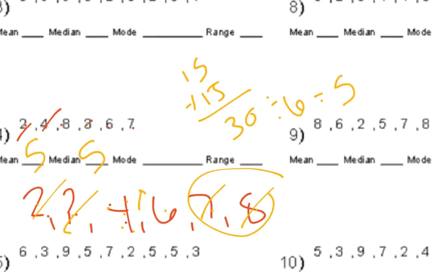Hey diddle diddle, the median's the middle. You add and divide for the mean. The mode is the one you see the most. I see none of them, so I'm going to put no mode. You don't put 0 because 0 is a number, and you don't want people to think that there's multiple zeros. So you put no mode. The range is the difference between. 8 minus 2 is 6.